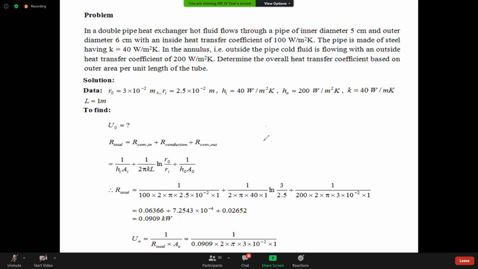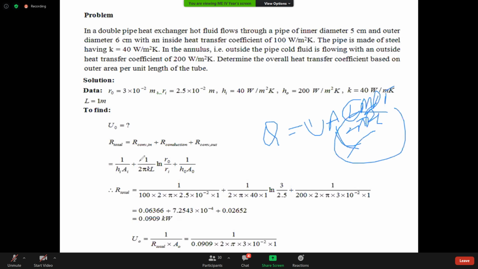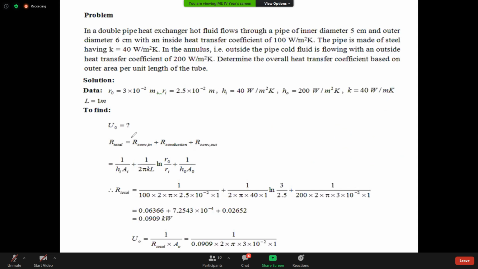Our intention is to find out U. Right? Q is equal to U into A into LMTD. The area is nothing but 2πRL, along the length, surface area. Right? Surface area, sorry, not L, this area, 2πRL. U is based on this, and like that we can calculate. He may give Q and ask you to find U, or give L, or sometimes ask you to find L. Like that you can do it.